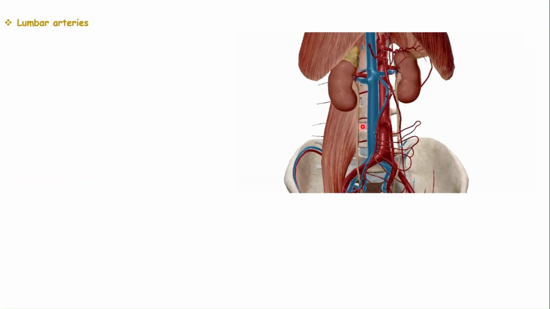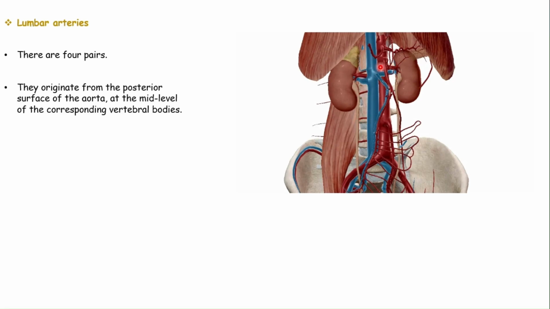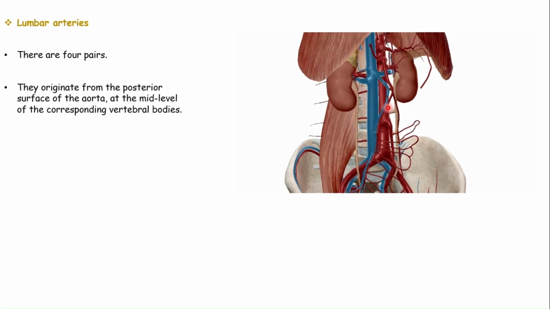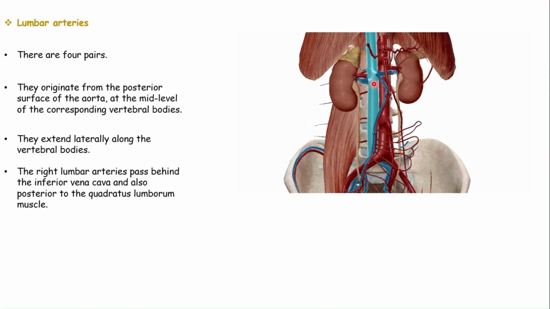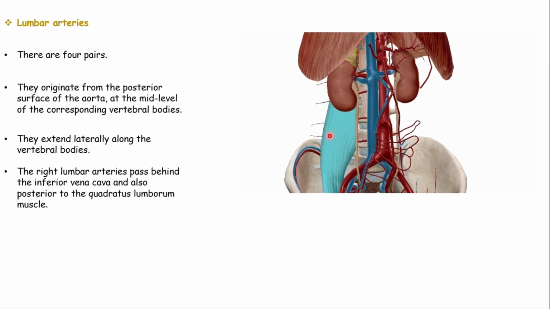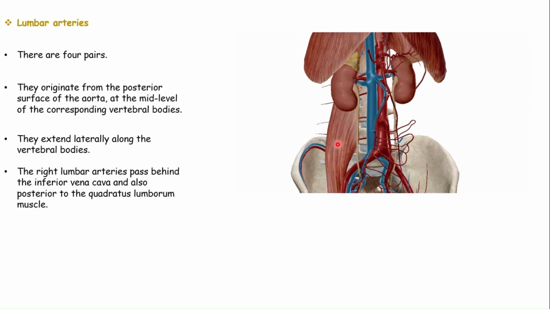The lumbar arteries come in four pairs. They originate from the posterior surface of the aorta, at the mid-level of the corresponding vertebral bodies. The right lumbar arteries pass behind the inferior vena cava, and also posterior to the quadratus lumborum muscle.